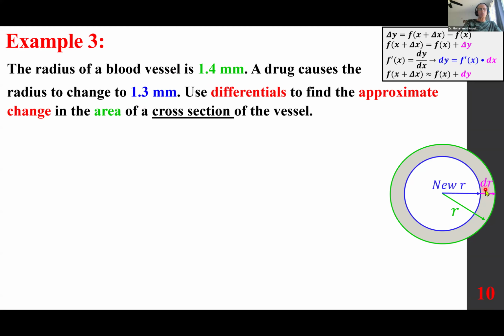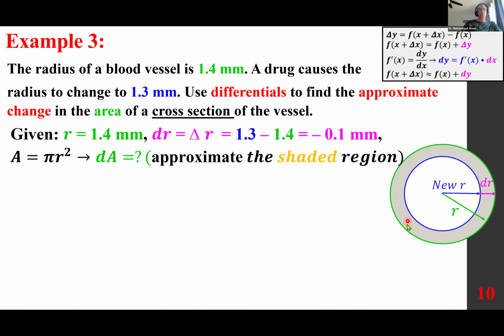millimeters. And we want to approximate the change in the area. We want dA, knowing that the area is pi r squared. In other words, you want the shaded region, but you want to approximate it. So this is the translation of the question into mathematical symbols.